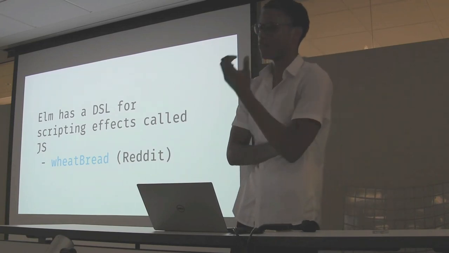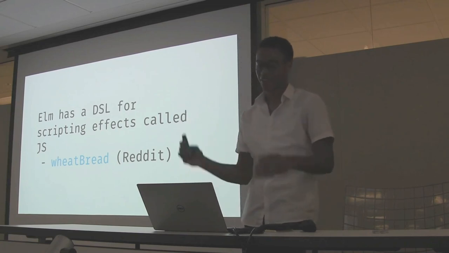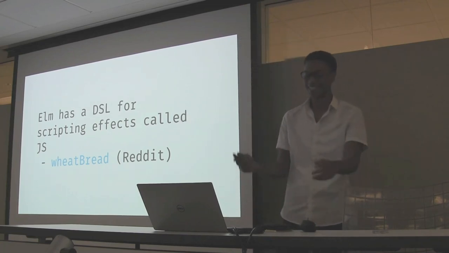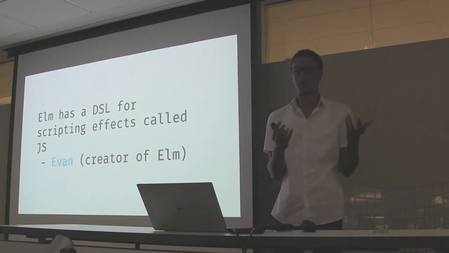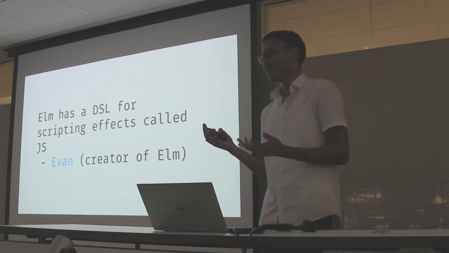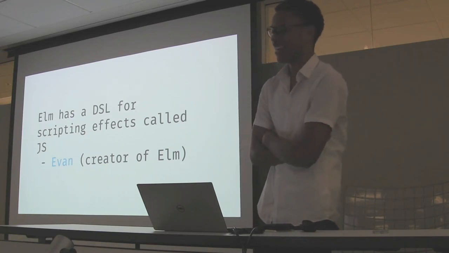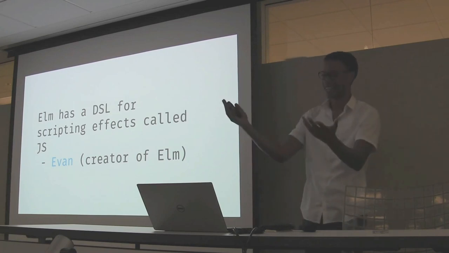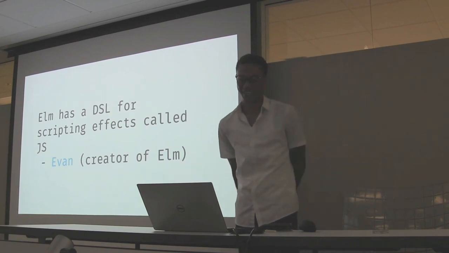And so I found this on Reddit, and I tweeted it, and I thought it was really cool. I was like, oh, nice, Wheatbread had a really good idea. And it turns out that Wheatbread is the alias of Evan, the author of Elm. So, like, my observation that he had a good observation about his own language is not a great observation.